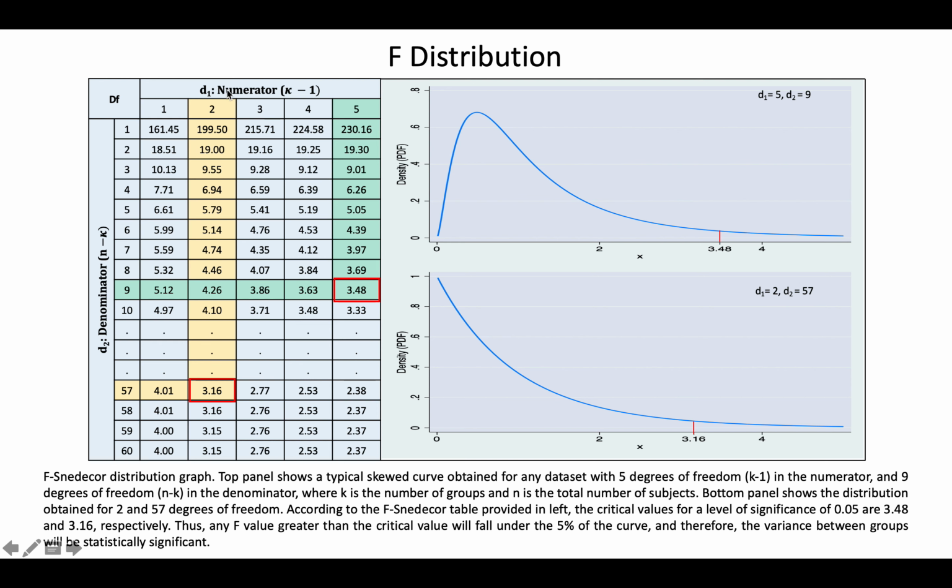That means that if there are 2 degrees of freedom in the numerator, there are 3 groups, and if there are 57 degrees of freedom here, the total sample size is 60, because the degrees of freedom in this case is n minus k. So here we are talking about 3 groups consisting of 20 patients each, and you see how different the distribution is here. This is what I was trying to say with this slide.